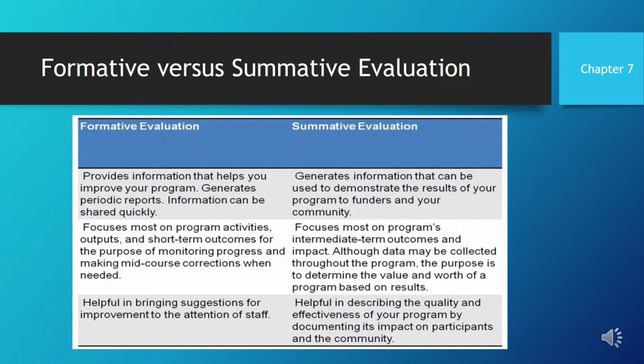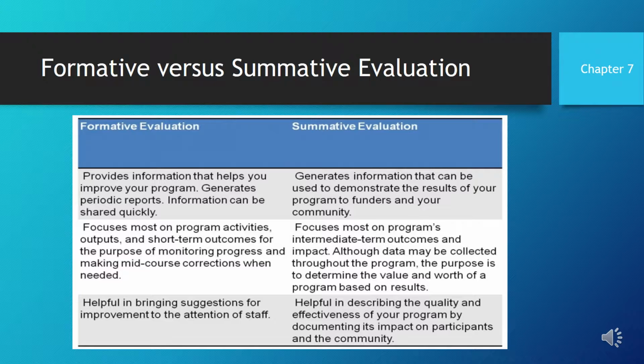If you examine a side-by-side comparison of formative and summative evaluation, formative evaluation provides information that helps you improve your program, like periodic reports and information that can be shared quickly. It focuses on program activities, outputs, and short-term outcomes in order to monitor progress and make corrective actions when necessary. Formative evaluation is helpful when bringing suggestions for improvement to the attention of staff.